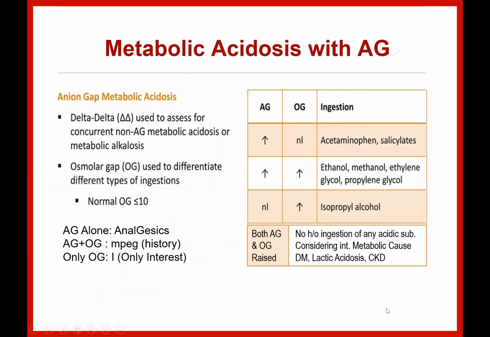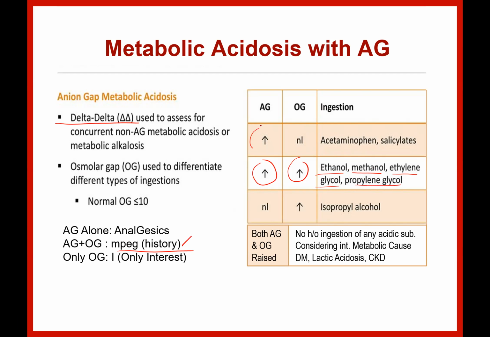So this chart I have shown you earlier. If both the delta anion gap and the delta osmolar gap are increased, this is called the double gap or double delta. The acronym is MPEG. MPEG is the file you use now, just like JPEG. M is methanol, E is ethanol, and then EG is ethylene glycol, and then P is again propylene glycol. Okay, so MPEG is the acronym here.